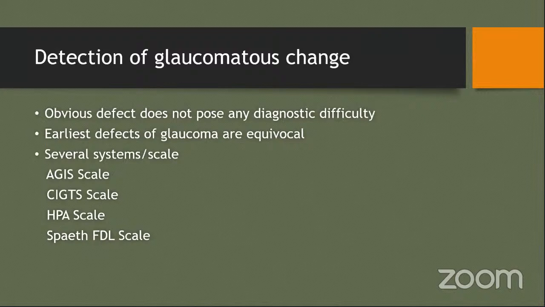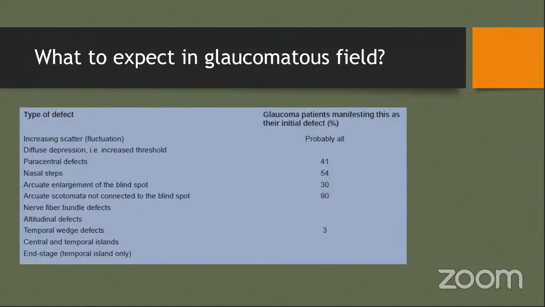Detection of defects may not pose a difficult problem in very obvious defects where very clear-cut patterns are visible, as we'll see in the next one or two slides. But it is challenging in the early defects of glaucoma, where they are very equivocal to make a diagnosis or to leave it like this. There are several systems and scales available to make us certain whether this is an actual defect or variability. Obvious and advanced patterns of defects will be picked up by these scales, which we'll be discussing in the next few slides.